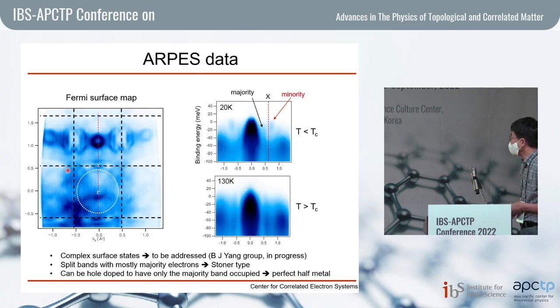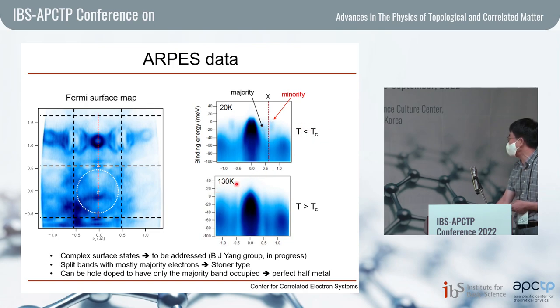obviously. So here, I show you again our ARPES data. These dotted lines represent the zone boundary, Brillouin zone boundary. And this white circle is sort of a large hole surface pocket you expect. But you see many other structures, very complicated structures. If we cut along this line, we have a weak majority band, also a minority band below TC.